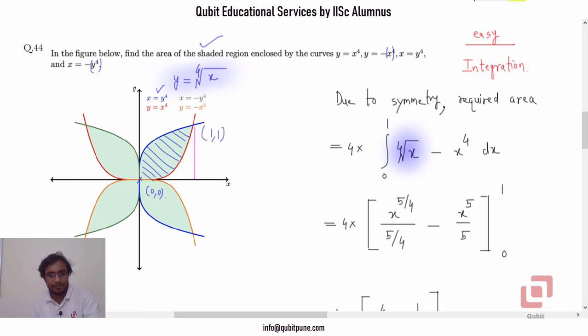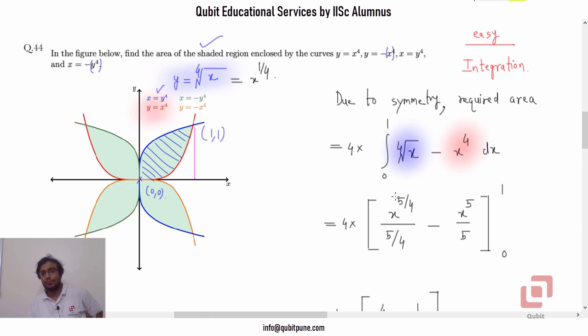What is the red curve? Area under the red curve is y equal to x raised to 4. Okay, so the white area is something that we don't want, so that's this. Okay, 4th root of x is basically x raised to 1 by 4. Okay, x raised to 1 by 4, limits are 0 to 1, trivial, right, and 4 times that.